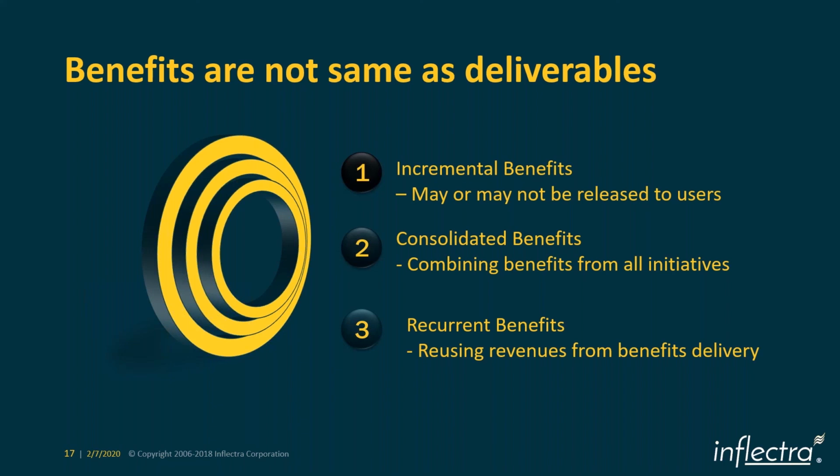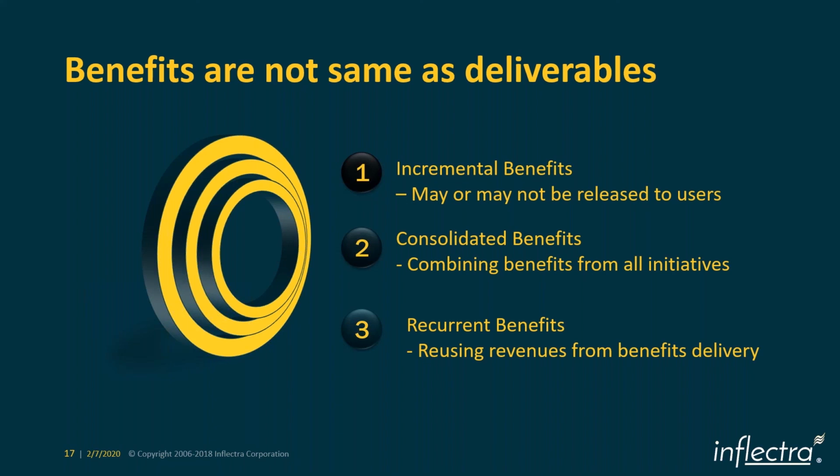And then the next one is consolidated benefits. The consolidated benefits come from coordinating all the benefits together. You are combining all of them from all the different initiatives, projects, sub-projects, and so on. And then you are pushing it towards the end of that program, saying, okay, now we have everything. So that's the consolidated benefits that we are talking about.